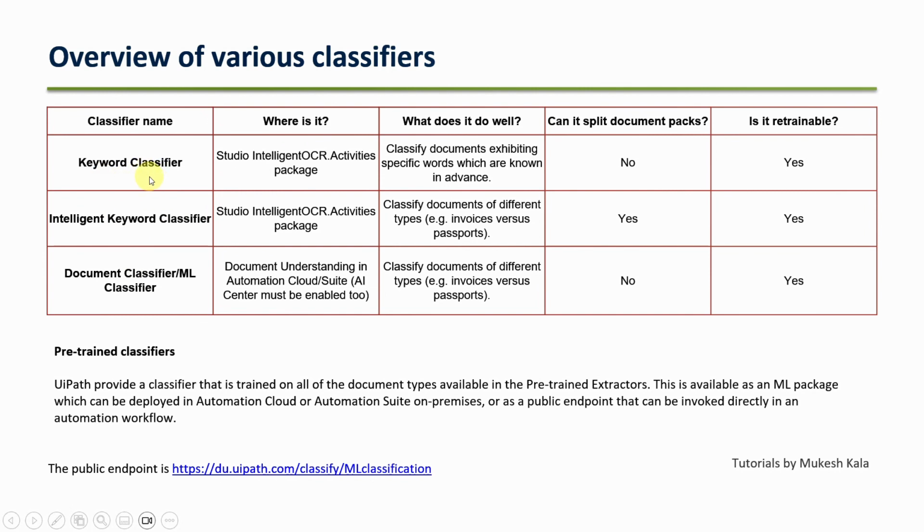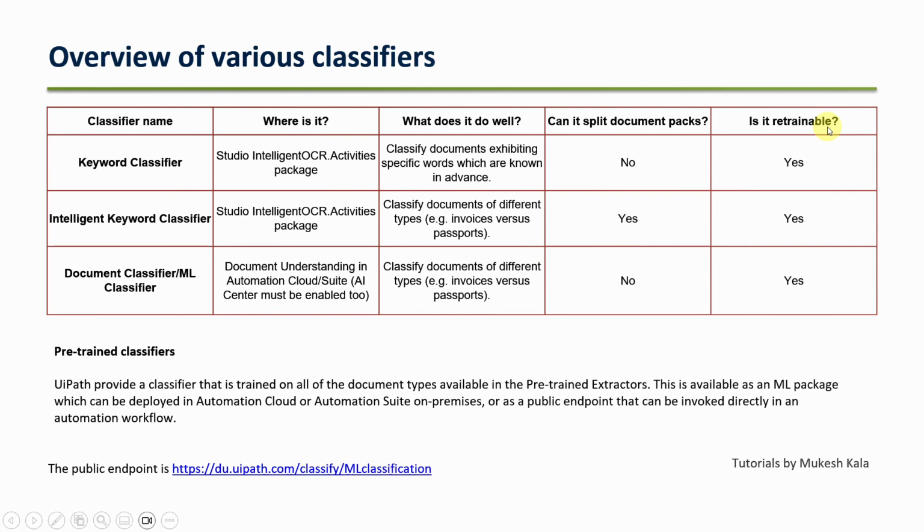Today we have just seen the keyword based classifier. Now what does it do? Well, it classifies documents with specific words which are known in advance. So the keyword based classifier is used when you know the words in advance: invoice, server, table, coffee, receipts, account number, right? That we know and we put it. Now it classifies documents of various types. It has all these capabilities, and it has intelligent capabilities as well, which we would discuss in a later part of the video. Can it split the document pack? No. If you have multiple documents, can it split them? No. This one can split and this one cannot split.